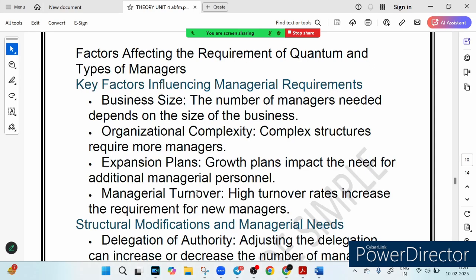Staffing and recruiting managers is not just about posting job ads. It is a strategic process driven by many factors. Let's break down what influences the number and type of managers an organization needs. So stick around for some valuable insights that can help you ace your JAIIB examination.